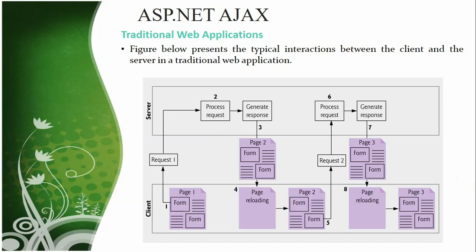All right, page 1, form 1 gives a request. The entire page reloads and thinks a new page has come, and page 2 is displayed. According to the client, according to your browser, this is page 1, this is page 2, that is page 3. But basically, you know that it is the same page. Only some data is changing here and there. But whatever the first form has to do has nothing to do with form 2. Still, please note the entire page is reloaded and it's considered as a new page.